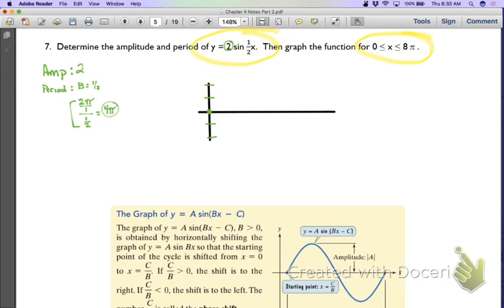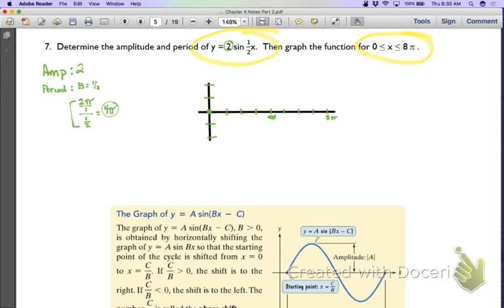So I want it to go from 0 to 8 pi, so I'm just going to have everything marked off, and there's 1, 2, 3, 4, 5, 6, 7, 8. I'm going to make this 8 pi. Here's 4 pi.